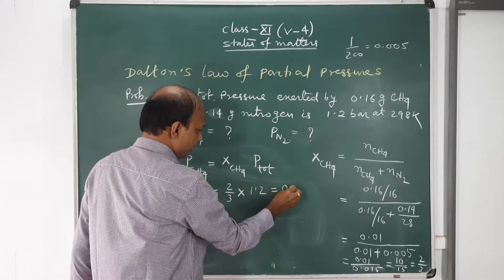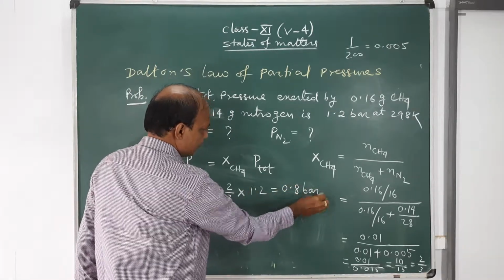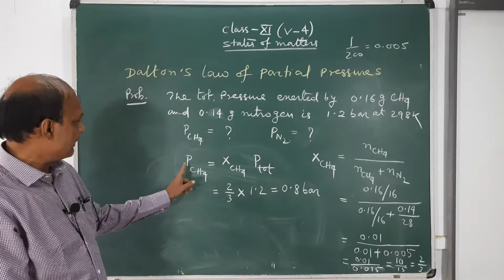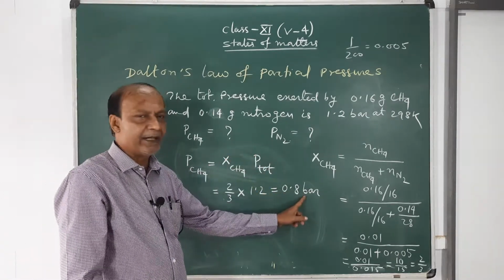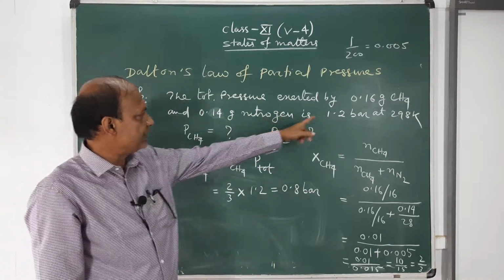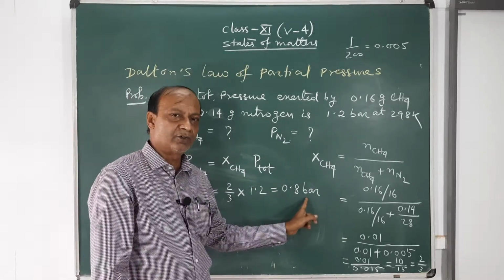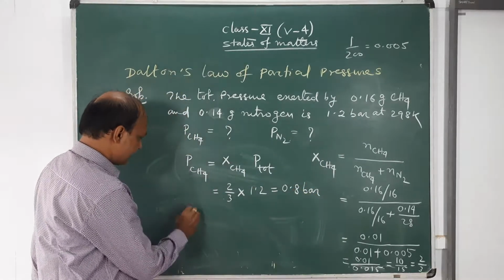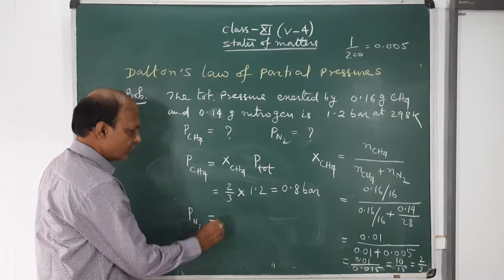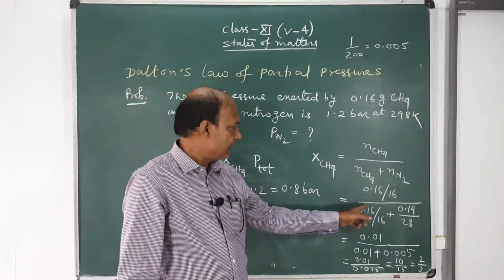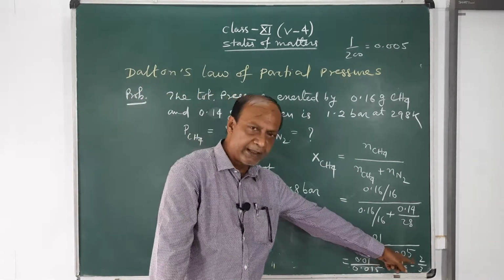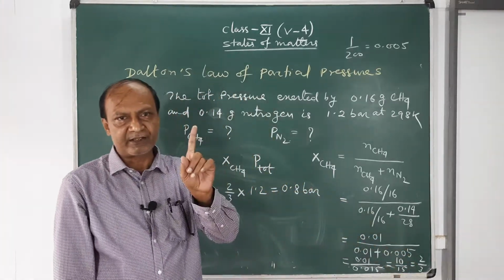0.4 into 2, 0.8 bar. So as there are two gases and the partial pressure of methane is 0.8 bar, therefore the partial pressure of nitrogen is 1.2 minus 0.8. You can also write it this way: or you can find its mole fraction. The mole fraction of nitrogen will be 1 by 3 because the sum of the mole fractions is unity.